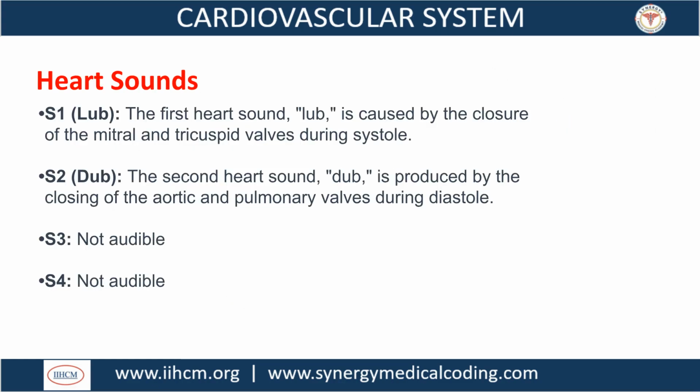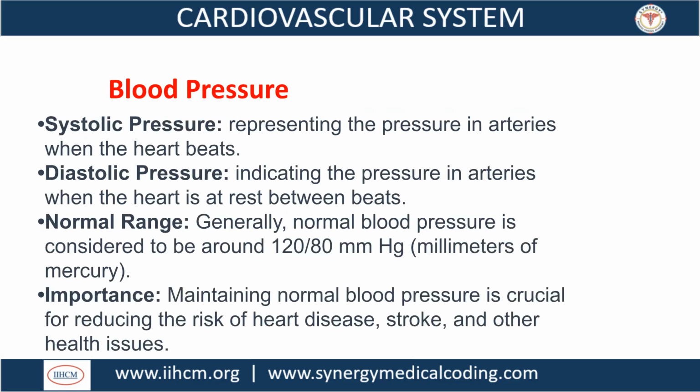The primary heart sounds are S1, or lub, from the closure of the mitral and tricuspid valves, and S2, or dub, from the closure of the aortic and pulmonary valves. Blood pressure is measured as systolic pressure during heartbeats and diastolic pressure between beats. A normal range is generally 120 over 80 millimeters Hg.